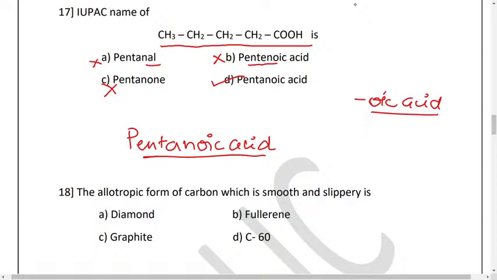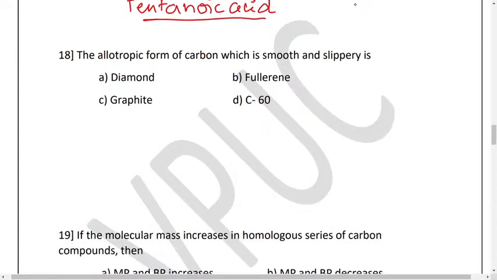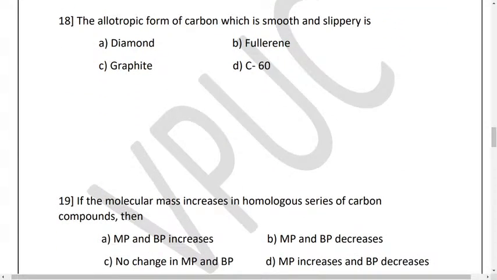Okay, students? Now, let us check question number 18. Dear students, question number 18 here is: the allotropic form of carbon, which is smooth and slippery, is.